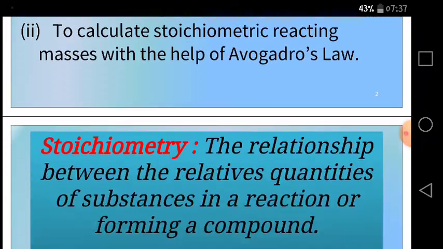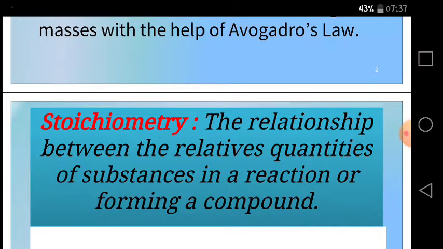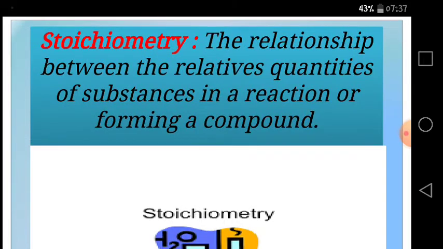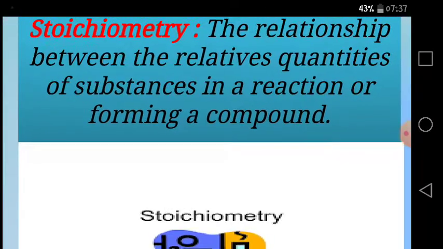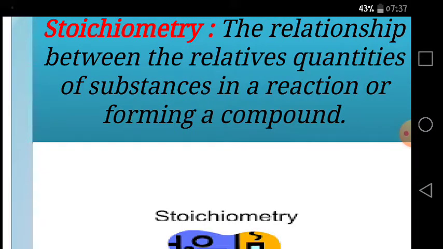So we are moving towards our next slide, to revise stoichiometry. This is the relationship between the relative quantities of substances in a reaction or in forming a compound. So dear students, stoichiometry is a relationship between the relative quantities of substances which react as reactants in a reaction to form products.